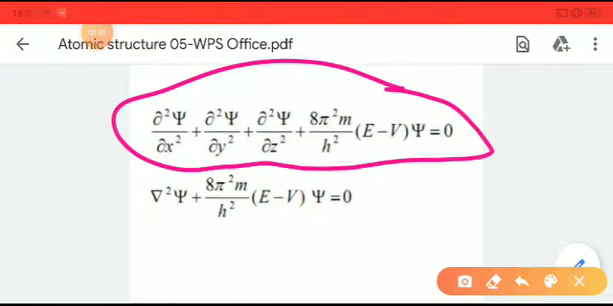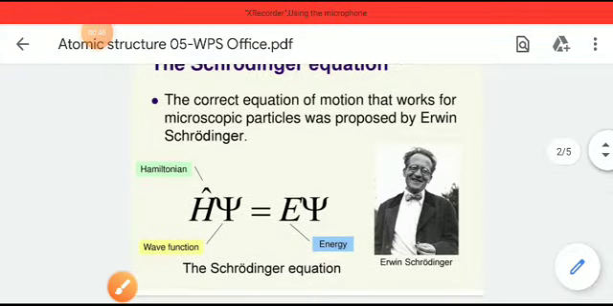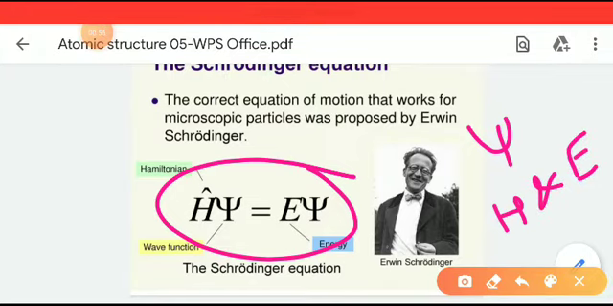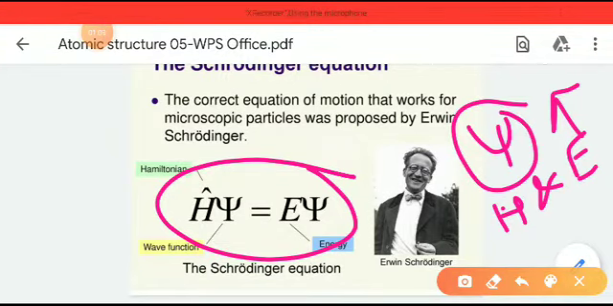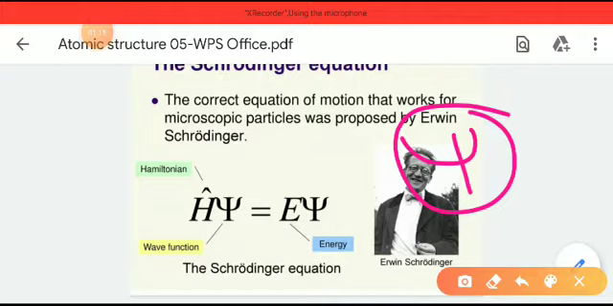Okay, and the simpler formula of this equation is H psi is equal to E psi, where this is called psi. H and E are the operators. E is mainly the energy operator and H is the Hermitian operator or Hamiltonian operator. Psi implies the amplitude of a wave function.